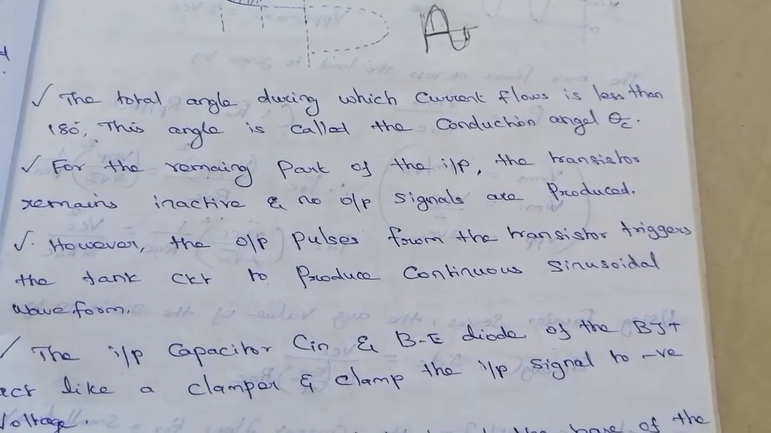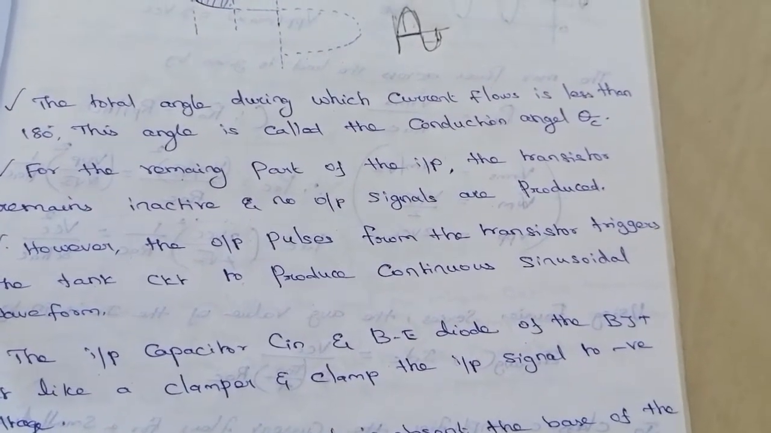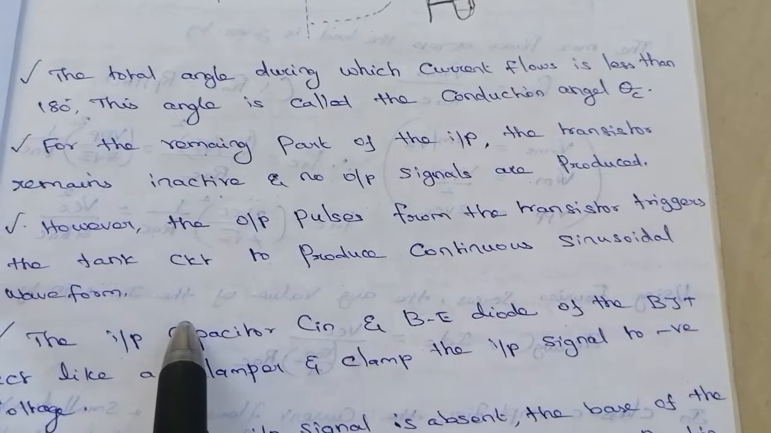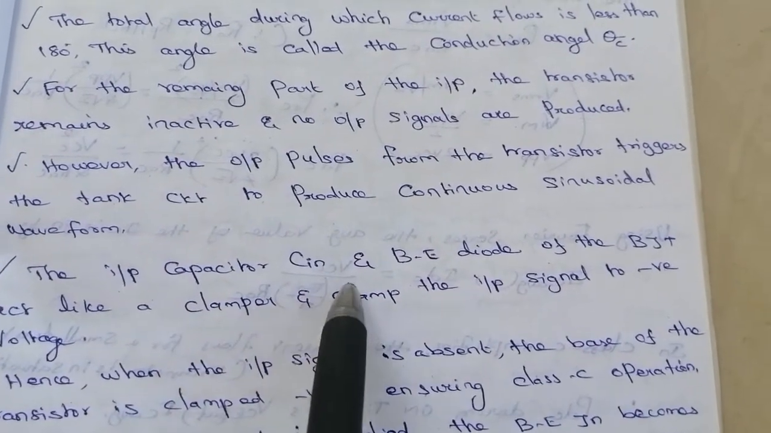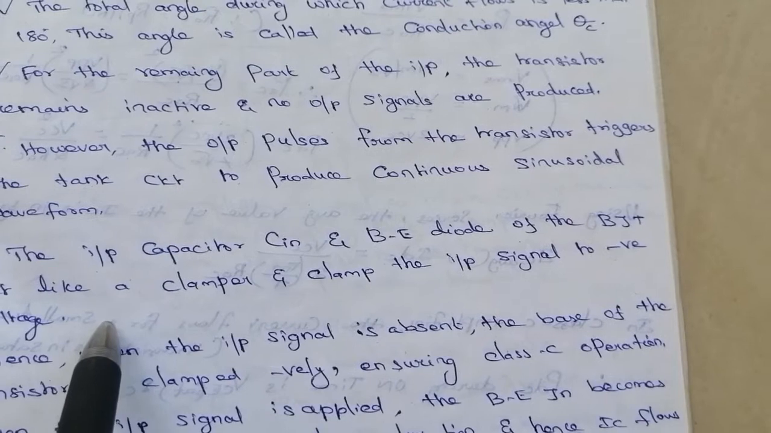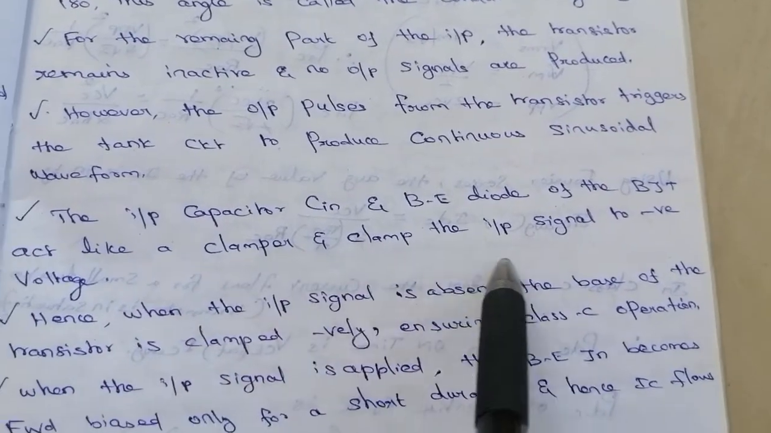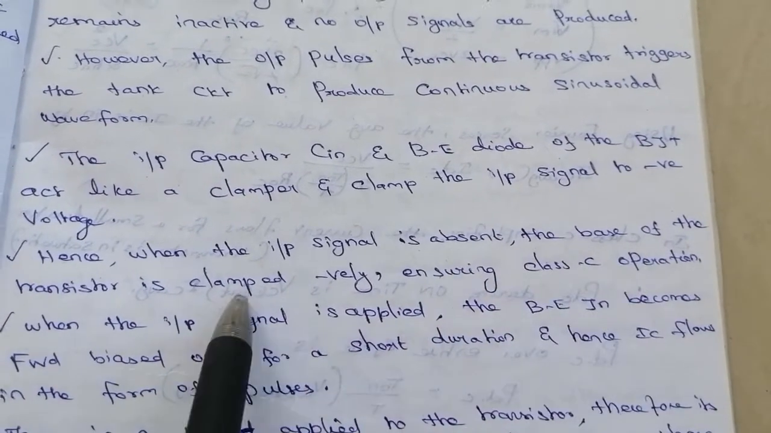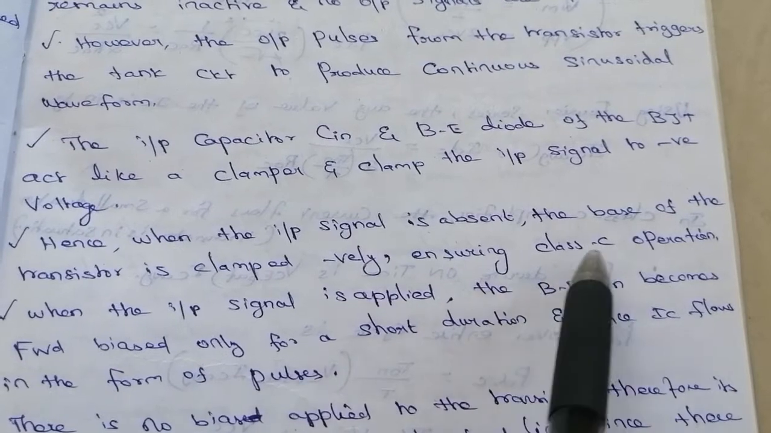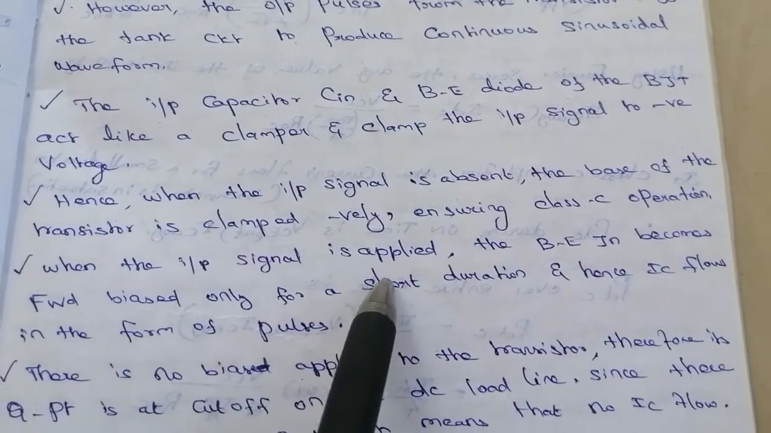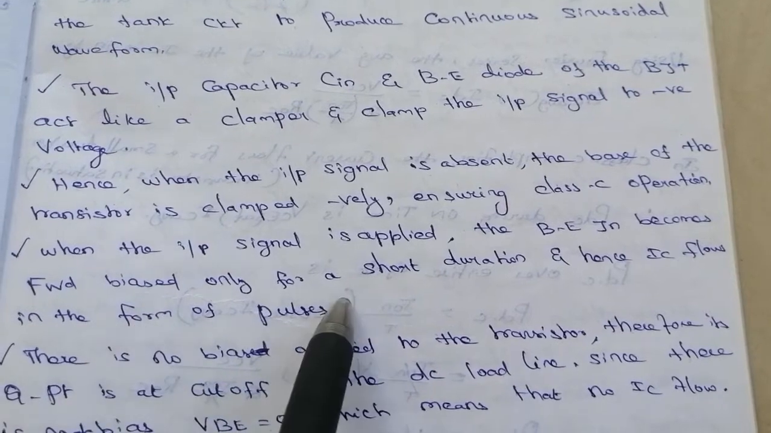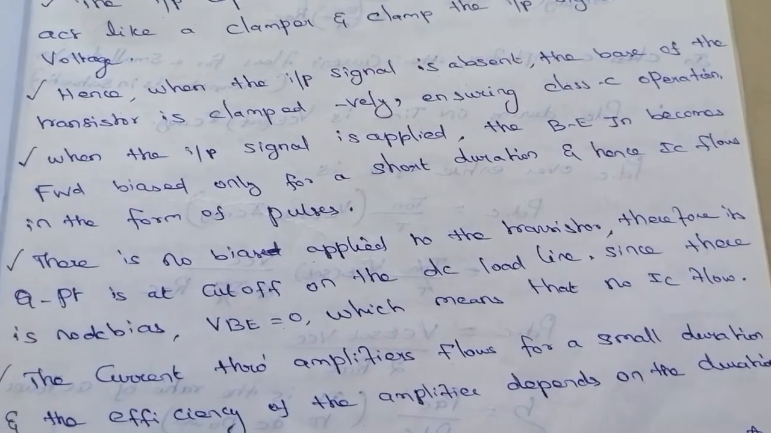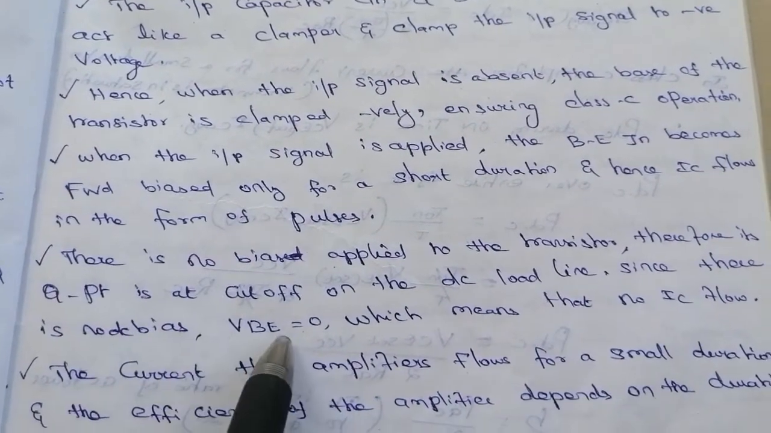In our circuit diagram, the output is fed back to the input, which triggers the tank circuit to produce a continuous sinusoidal waveform. The input capacitor Cin and the base emitter diode of the BJT act like a clamper and clamp the input signal to the negative voltage. Hence, when the input signal is absent, the base of the transistor is clamped negative, ensuring class C operation. When the input signal is applied, the base emitter junction becomes forward biased only for a short duration, and hence IC flows in the form of pulses. There is no bias applied to the transistor, therefore its Q point is at cutoff on the DC load line.